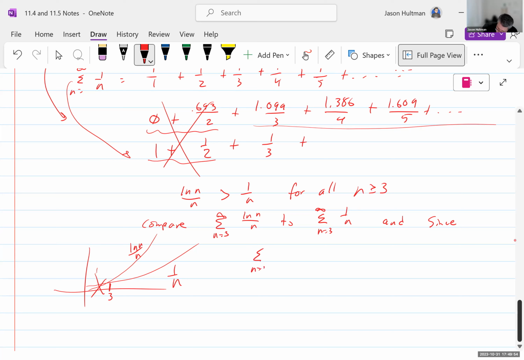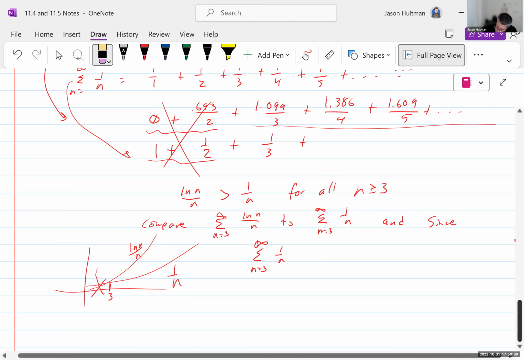Since the summation n equals 3 to infinity of 1 over n diverges, which means it's just going to get bigger and bigger forever, then the series n equals 3 to infinity of natural log of n over n also diverges.